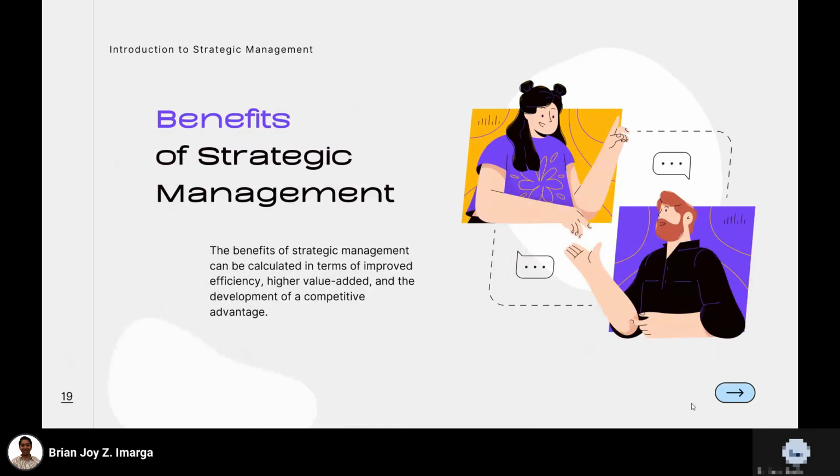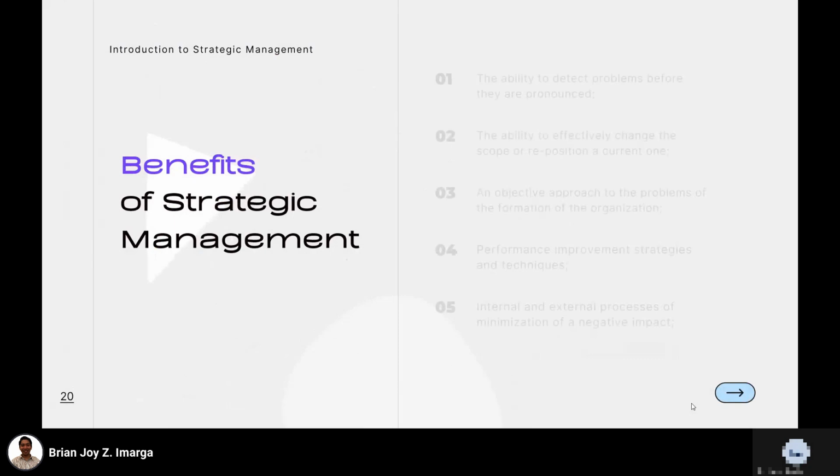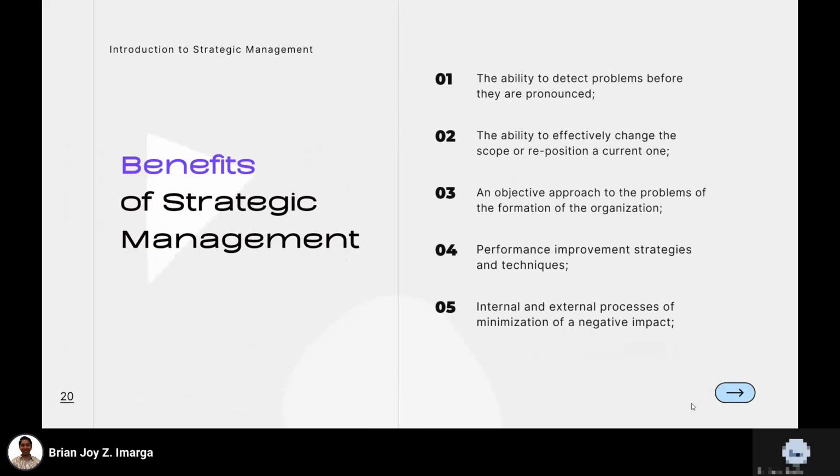Next is the strategic management benefits. The benefits of strategic management can be calculated in terms of improved efficiency, higher value added, and the development of competitive advantage. The benefits of strategic management can be separated into the following ones. First is the ability to detect problems before they are pronounced. Second is the ability to effectively change the scope or reposition a current one. Third is an objective approach to the problems of the formation of the organization. Fourth is the performance improvement strategies and techniques.